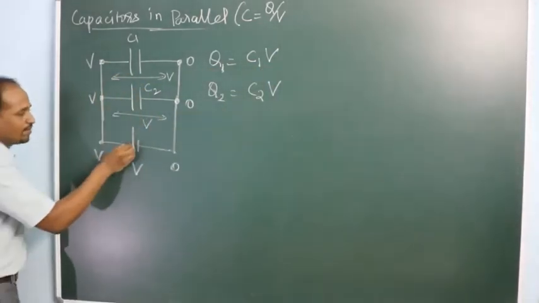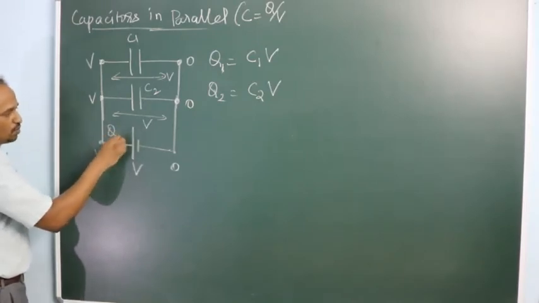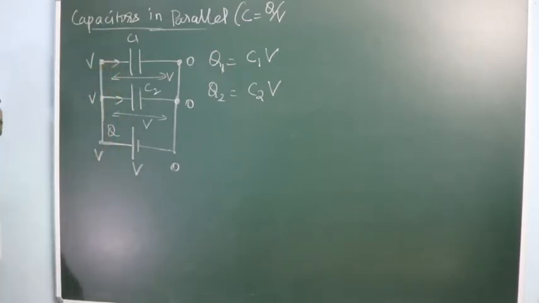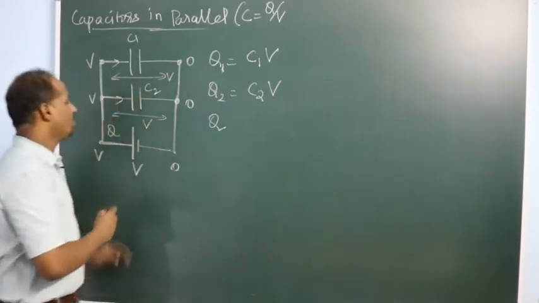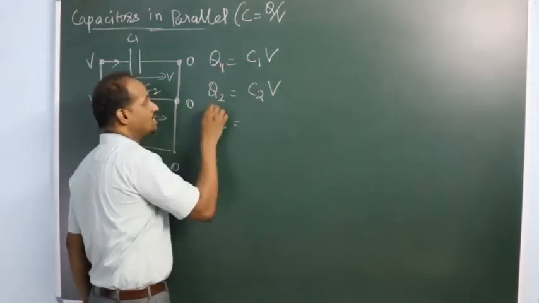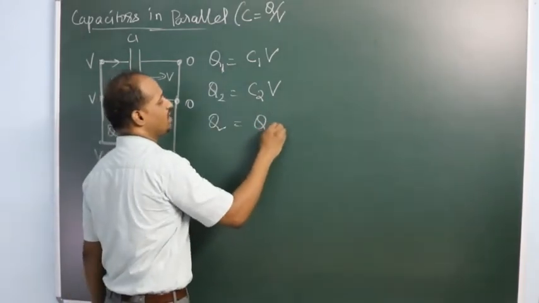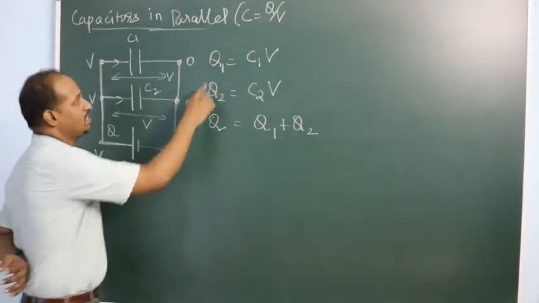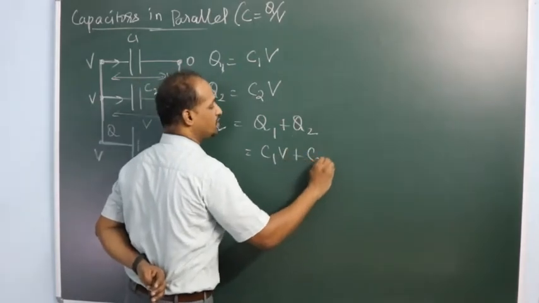So actually what happens, the charge that came out of this source may be Q, and that is distributed between the first and second capacitors. Hence, the total charge pushed away from the battery is Q, the charges developed across each capacitance are Q1, Q2, then Q must be equal to Q1 plus Q2. Then from this, what is Q1? C1V. What is Q2? C2V.